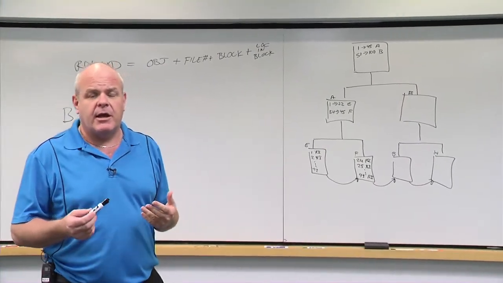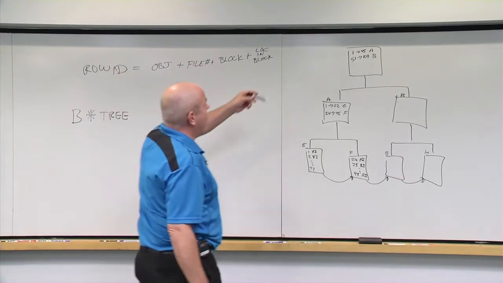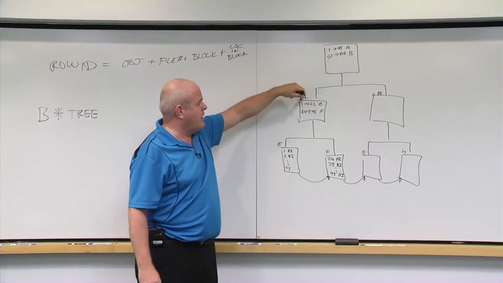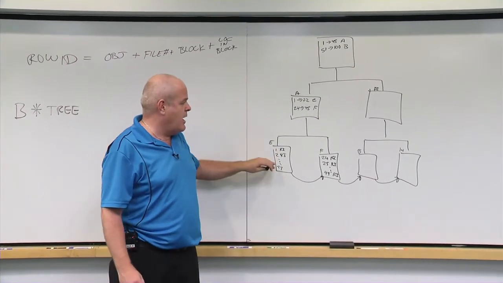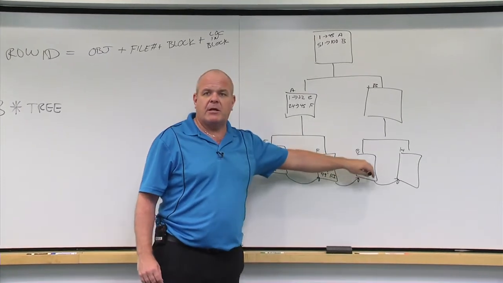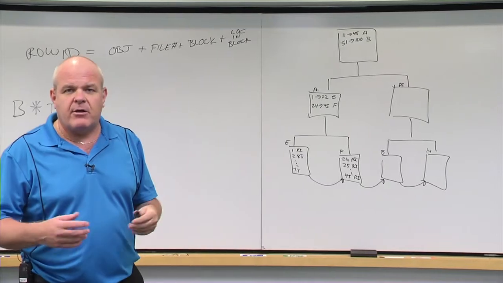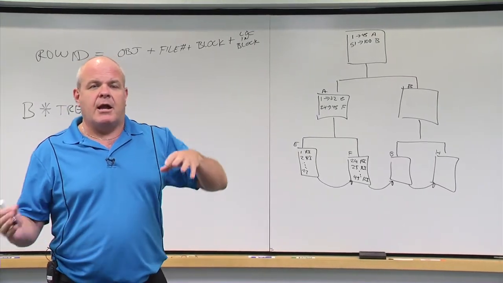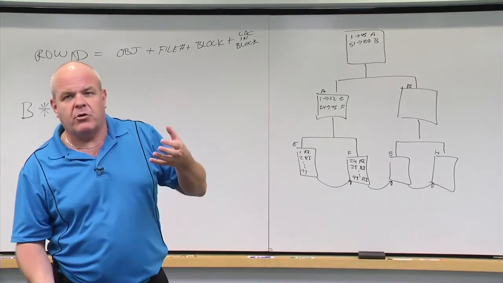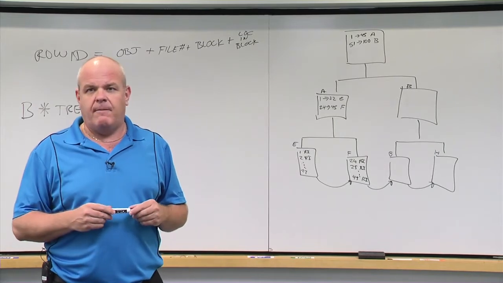So sometimes you can follow your index tree down to your first block and then just start scanning block to block without having to traverse the tree again. That's how the balanced tree works. It actually gives us an opportunity to look at data back and forth.